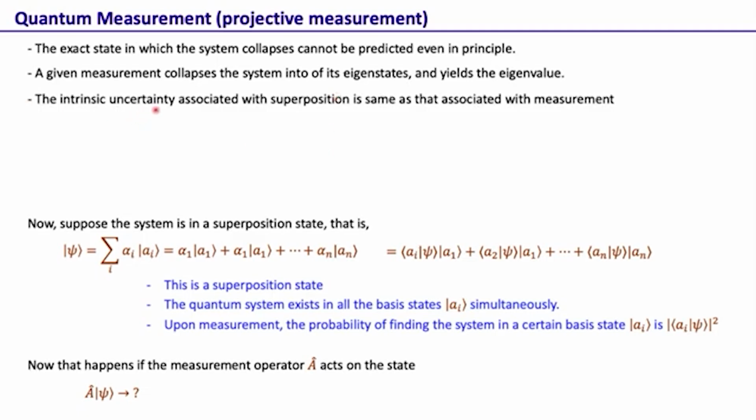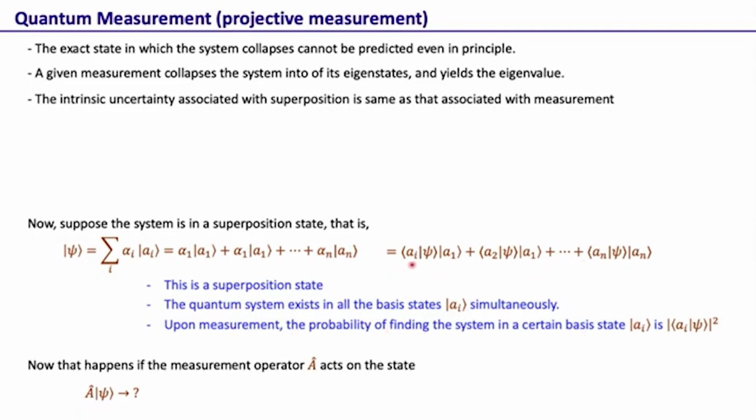And the intrinsic uncertainty associated with superposition is the same as that associated with the measurement. What I mean is, we write the state as a superposition. So here we say that the quantum state exists in all these basis states simultaneously. This is just a statement of the fact that there is no way of knowing which state the quantum state is in, and that is what we mean by saying that it exists simultaneously in all these basis states. And upon measurement, we find that it is just one of the states.